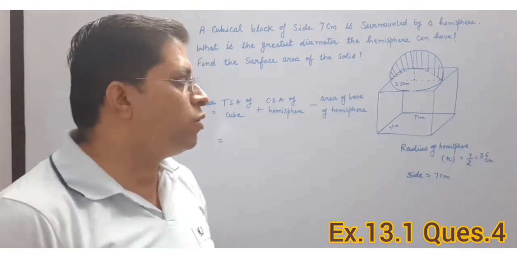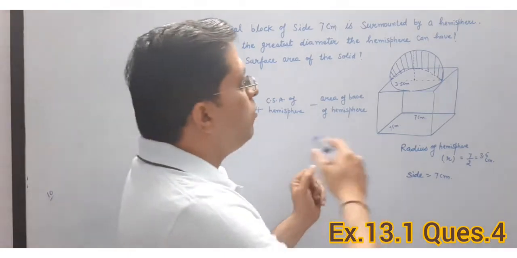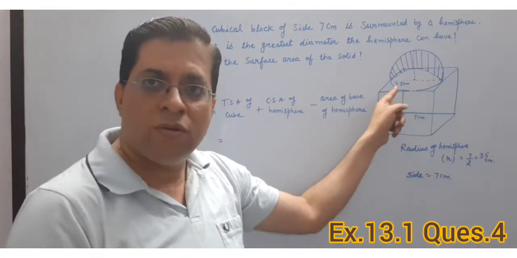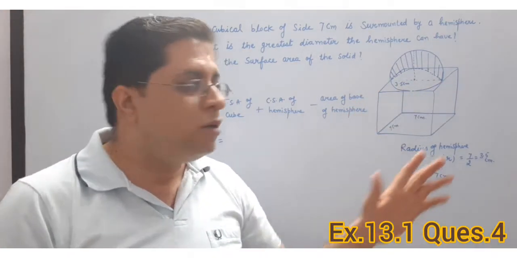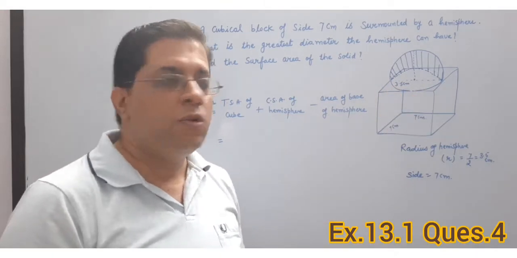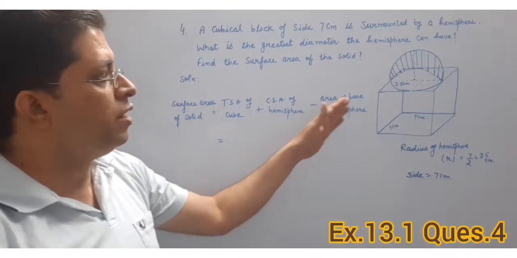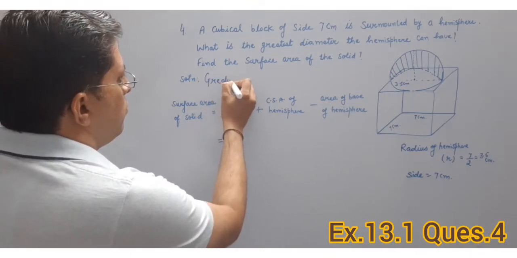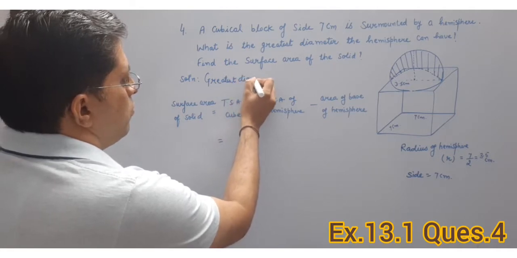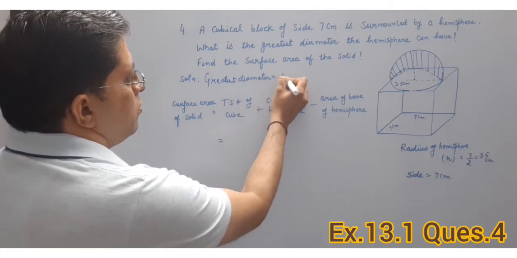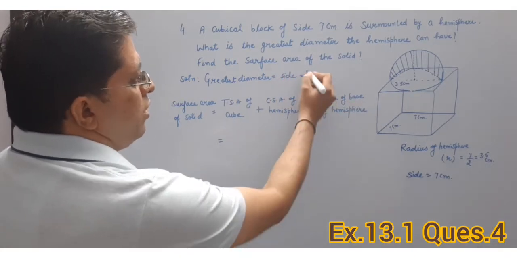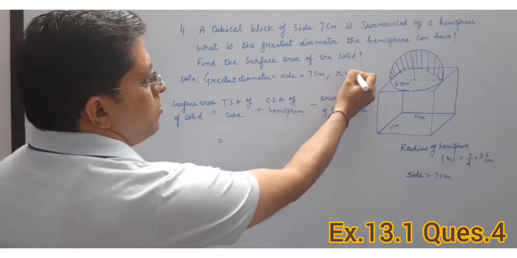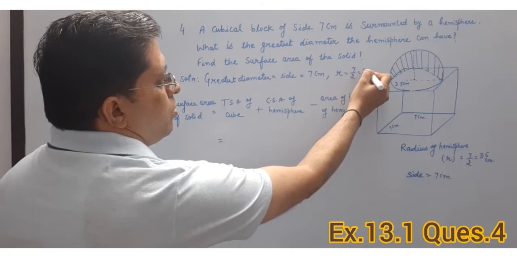Greatest diameter means what? The diameter the hemisphere can have. Greatest diameter is always the side of the cube. Okay, the greatest diameter will be the side of the cube, and the side of the cube is 7 centimeter. Then what will be the radius? 7 upon 2, 3.5 centimeter.